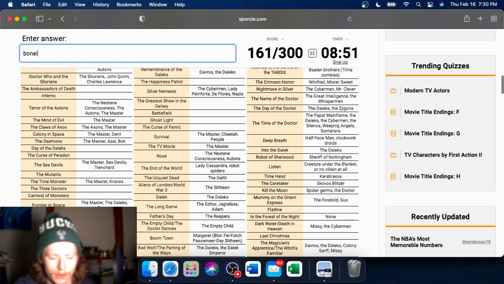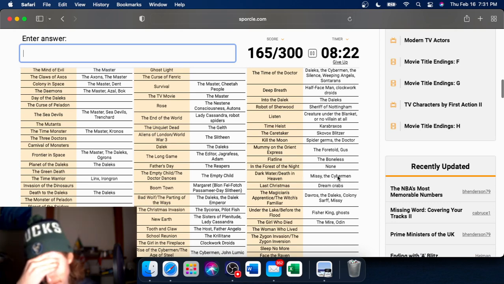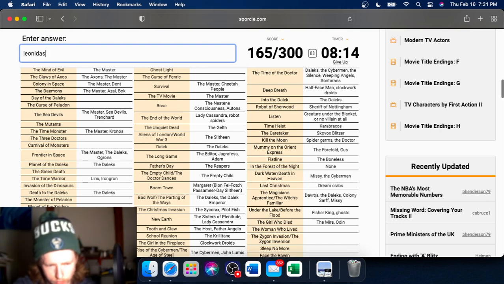Flatline. The Boneless. Last Christmas. Santa Claus. The Dream Crabs. Under the Lake Before the Flood. What is his name? The Fisher King. Girl Who Died. The Mire. The Mire. Woman Who Lived. They are called... I have no idea what they're actually called.